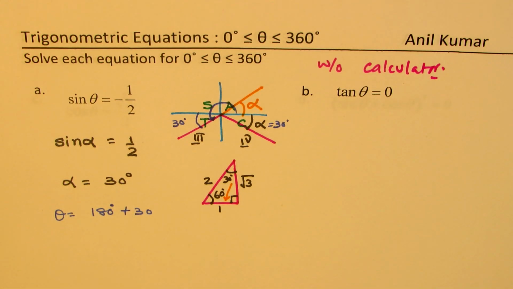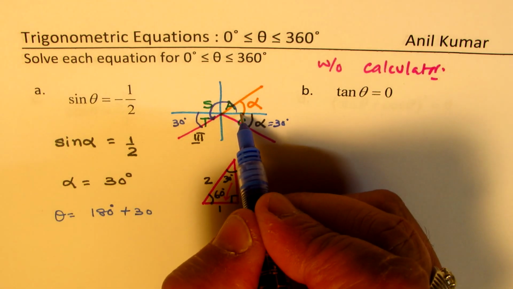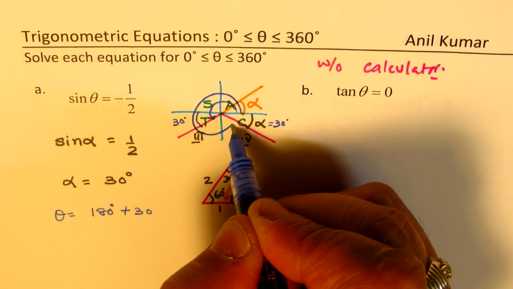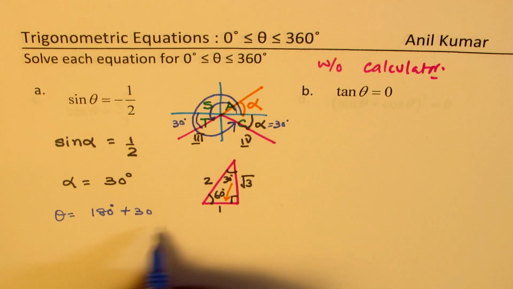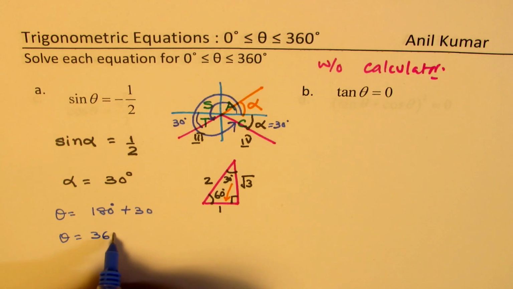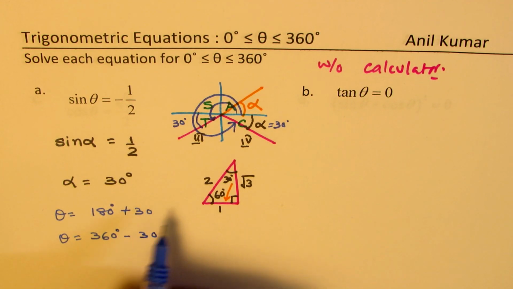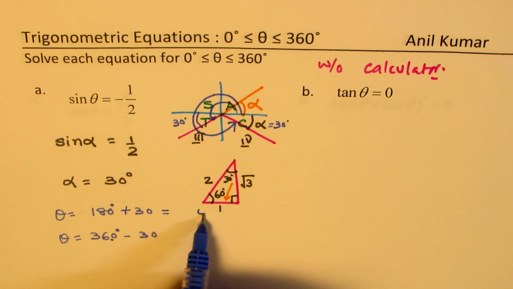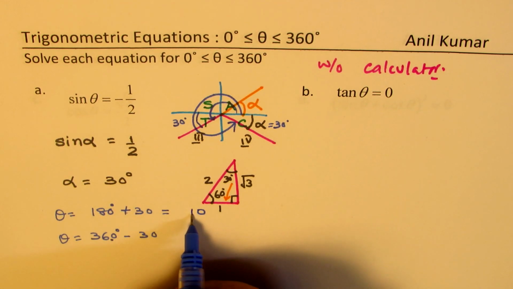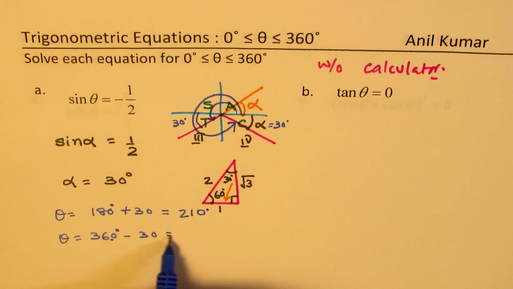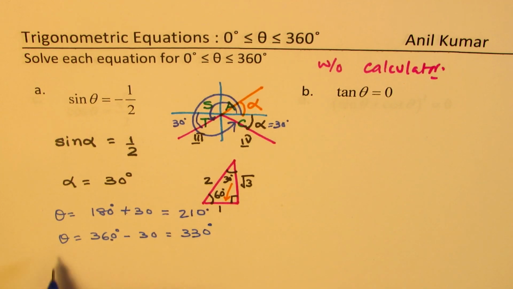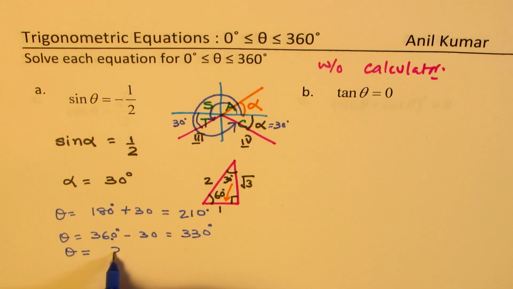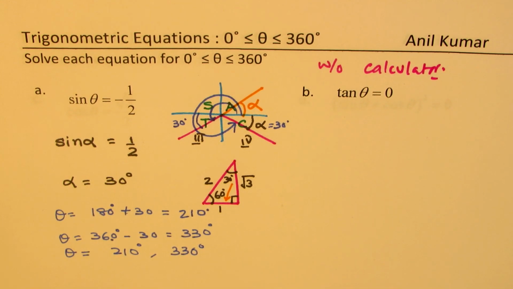Or it is equal to 360 degrees minus 30 degrees, right? So these are the two solutions. So I hope the solutions are clear to you, right? 180 plus 30 degrees and 360 degrees minus 30 degrees. When you add, you get 210 degrees. And in this case, we get 330 degrees. So we know that angle theta should be equal to 210 degrees or 330 degrees for this particular solution.